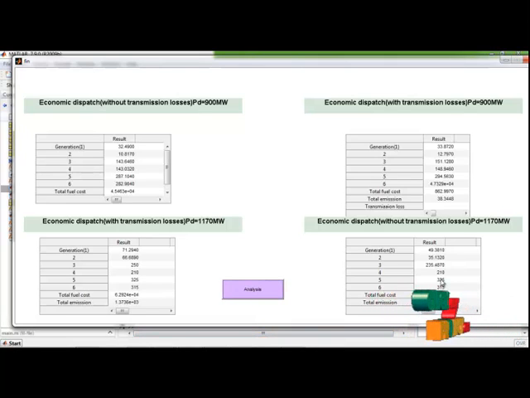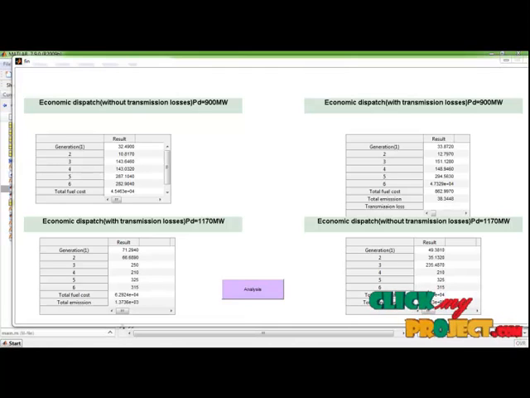Then we see the generation for the six units, 1, 2, 3, 4, 5, 6, and the total fuel cost and the total emission. From this we conclude that the environmental economic power dispatch problem was investigated. The multi-objective problem is converted into a single objective by means of a price penalty factor, with consideration of the problem constraints. Thank you.